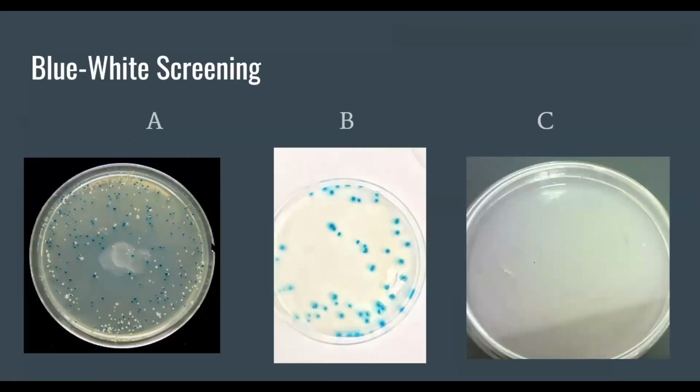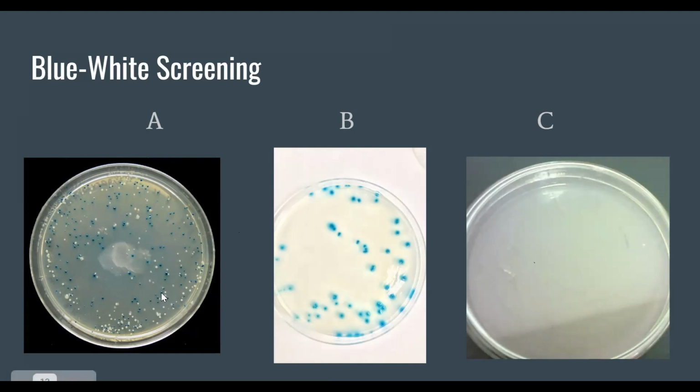Okay, so here we're seeing some blue-white screening. So we're seeing blue and white colonies. That would mean that we are likely transforming a recombinant plasmid solution. So not every single plasmid in our solution would have been successfully recombinated.